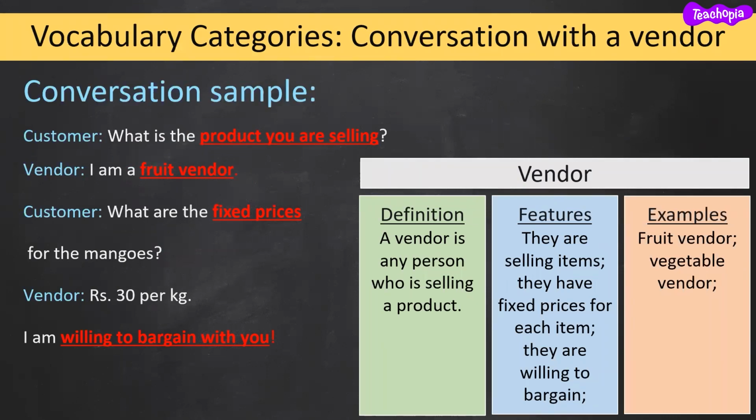So we have created some questions and sentences for the topic vendor and customer using the vocabulary set for vendor. So let's see how this goes. The question the customer asks is, what is the product you are selling? The vendor says, I am a fruit vendor. Customer says, what are the fixed prices for the mangoes? The vendor says, rupees 30 per kg, but I am willing to bargain.